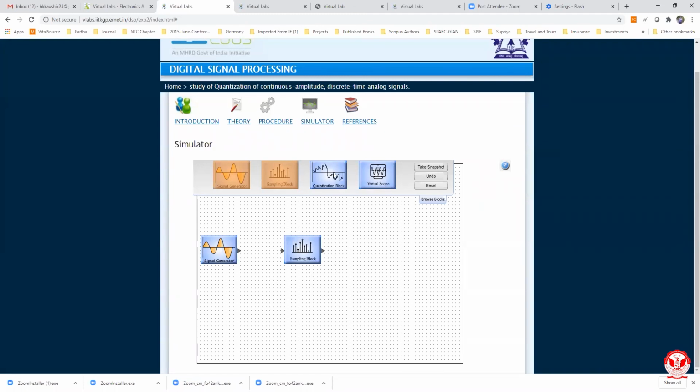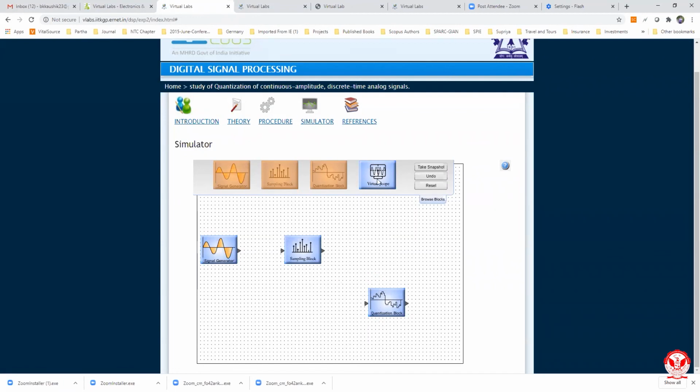Next, the quantization block. We select the quantization block and place it here. For the number of quantization bits, here we select 5. And we have 3 options. Only one option is active here, linear quantization. And press the OK button.